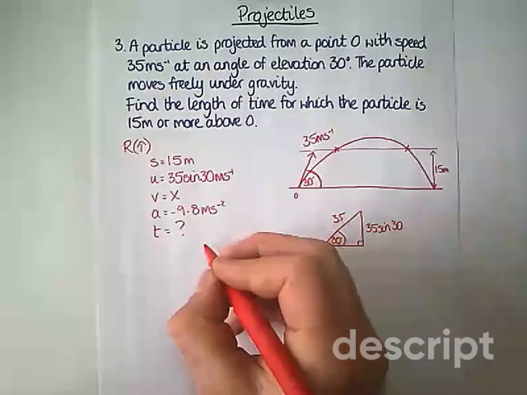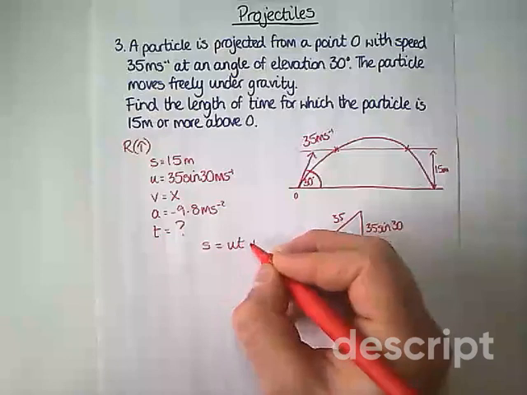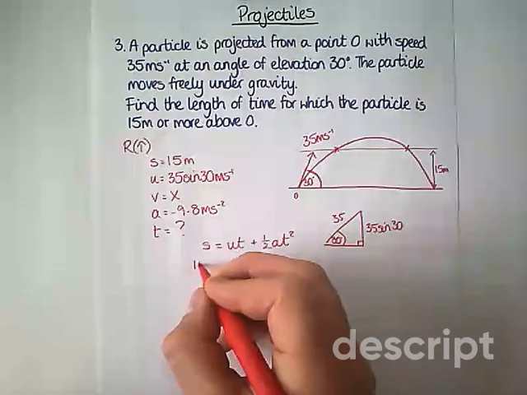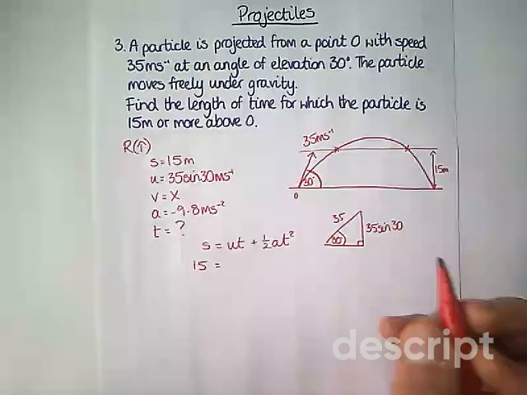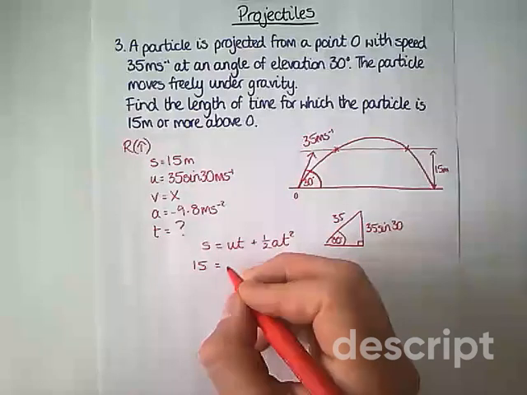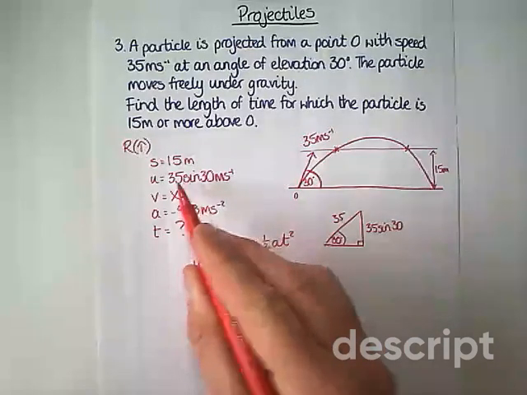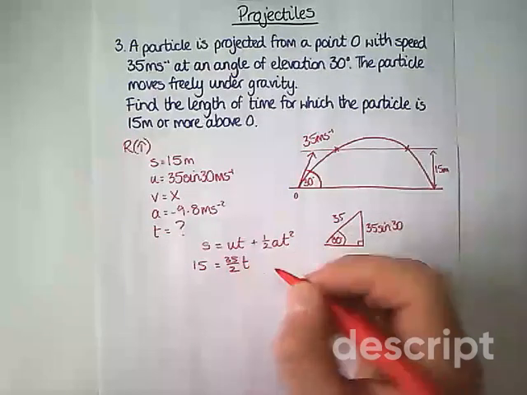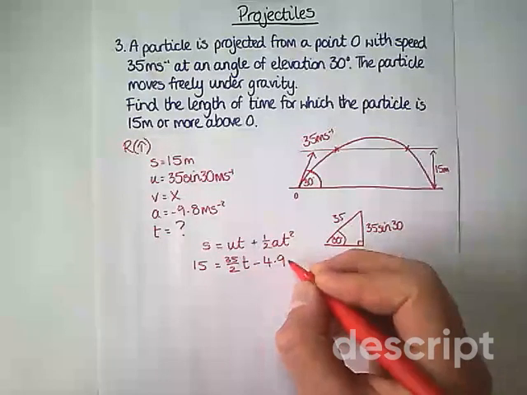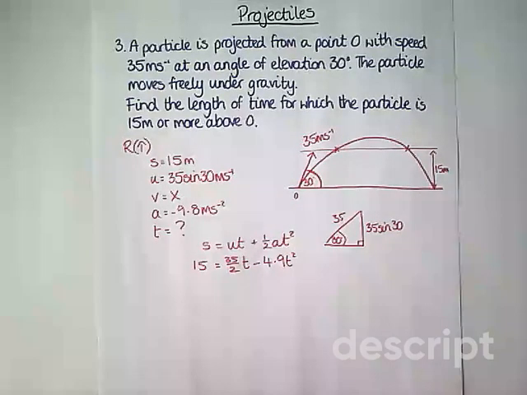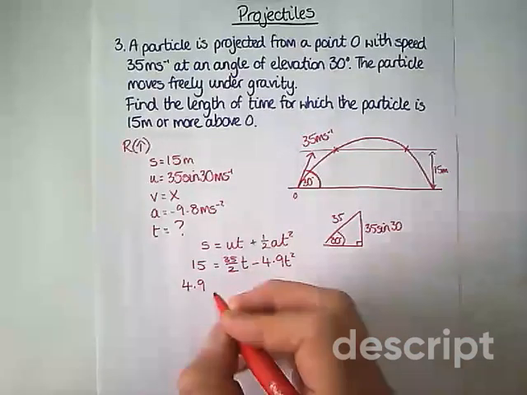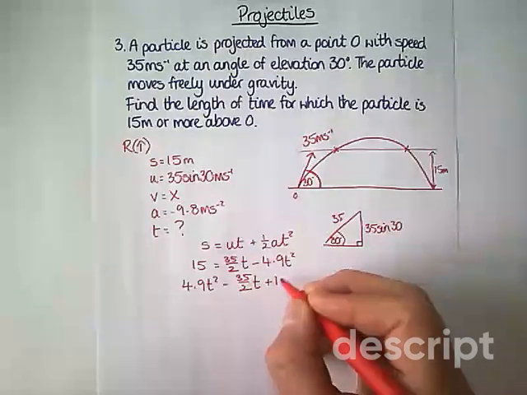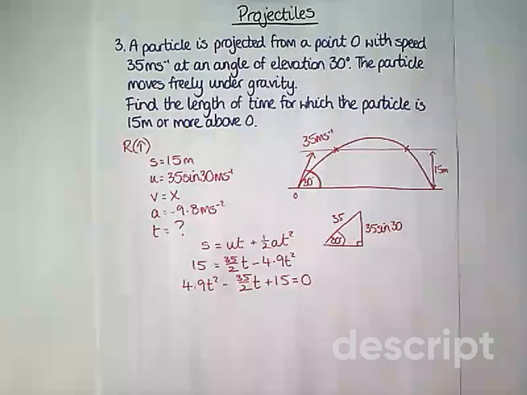So, to solve that, we need to use s equals ut plus a half at squared, and let's sub in our values. So 15 equals 35 sine 30, which sine 30 is a half, so we're going to have 35 over 2 t minus 4.9 t squared. Now we want to get that all on one side. 4.9 t squared minus 35 over 2 t plus 15 equals 0. And then we need to solve this.